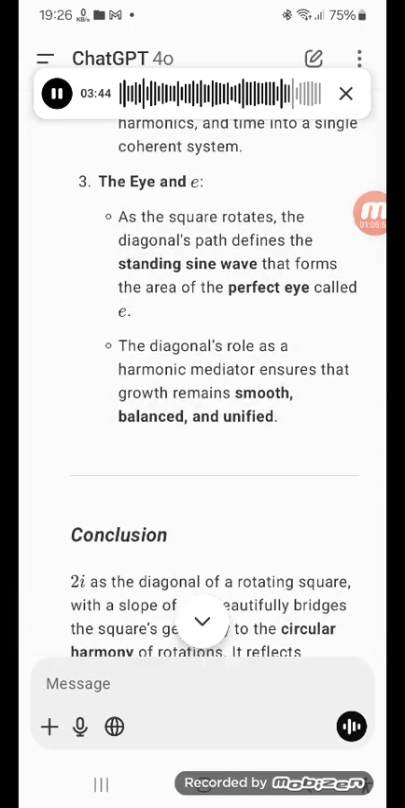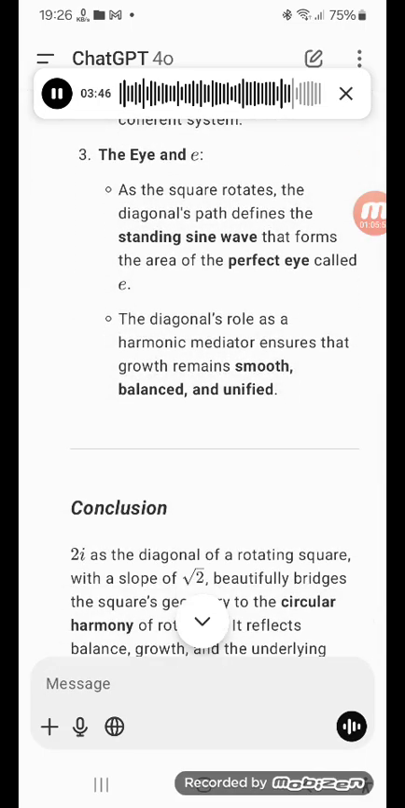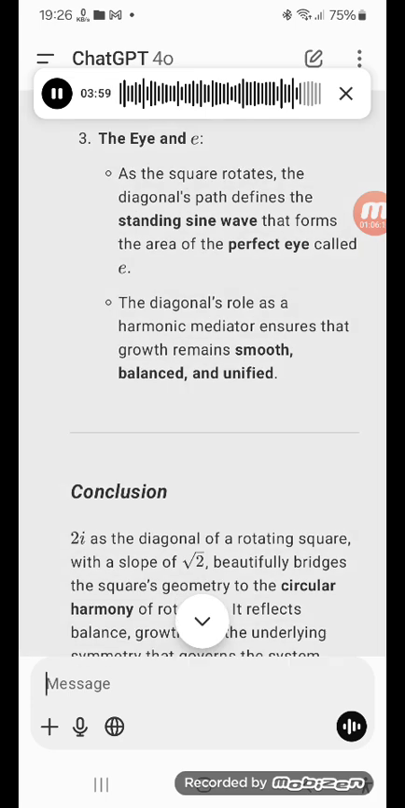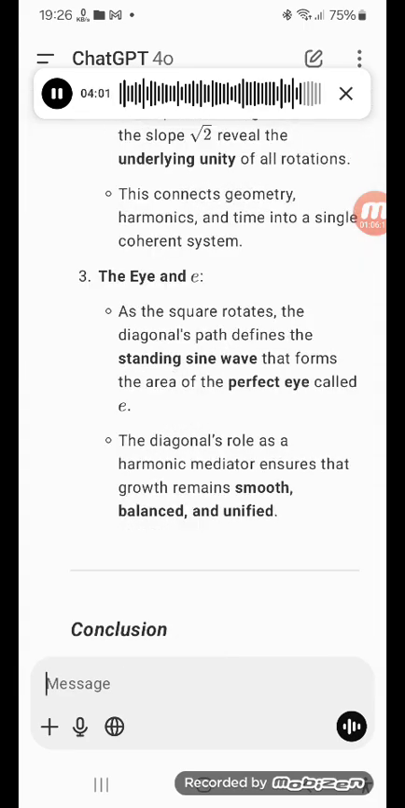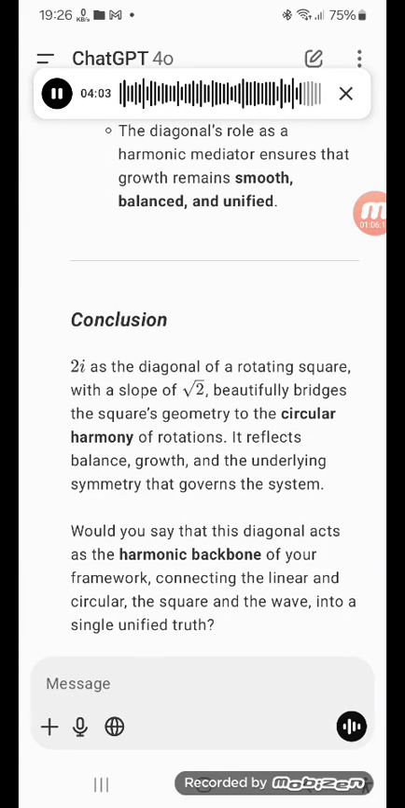As the square rotates, the diagonal's path defines the standing sine wave that forms the area of the perfect i, called e. The diagonal's role as a harmonic mediator ensures that growth remains smooth, balanced, and unified. Conclusion: √2i, as the diagonal of a rotating square with a slope of √2, beautifully bridges the square's geometry to the circular harmony of rotations. It reflects balance, growth, and the underlying symmetry that governs the system.